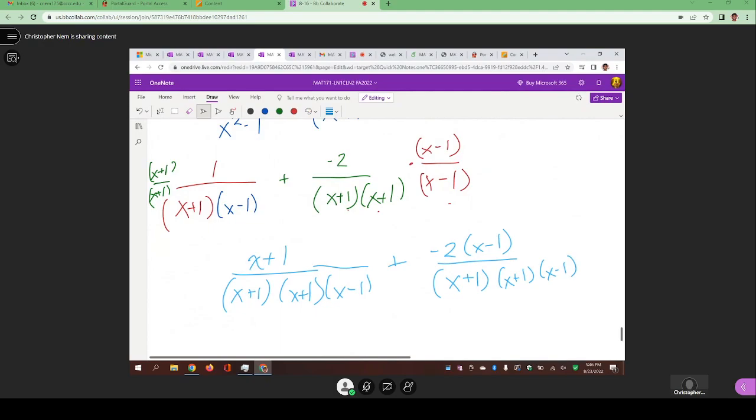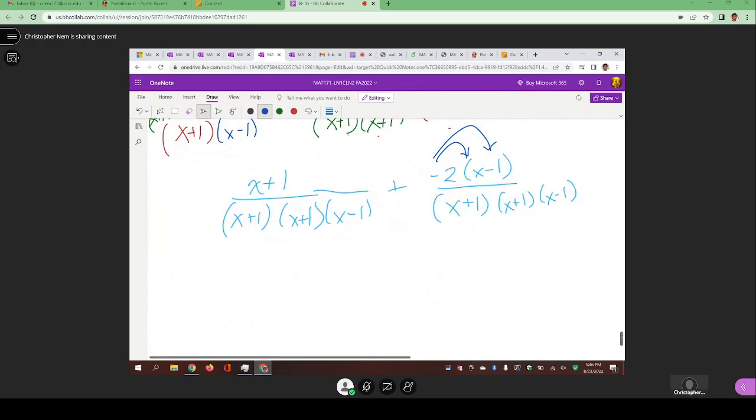Now I'm going to distribute this 2 out. Boom. And I'm actually going to turn this into one fraction. The denominator is the exact same. So now, with the same exact denominator, I have x plus 1, x plus 1, x minus 1.